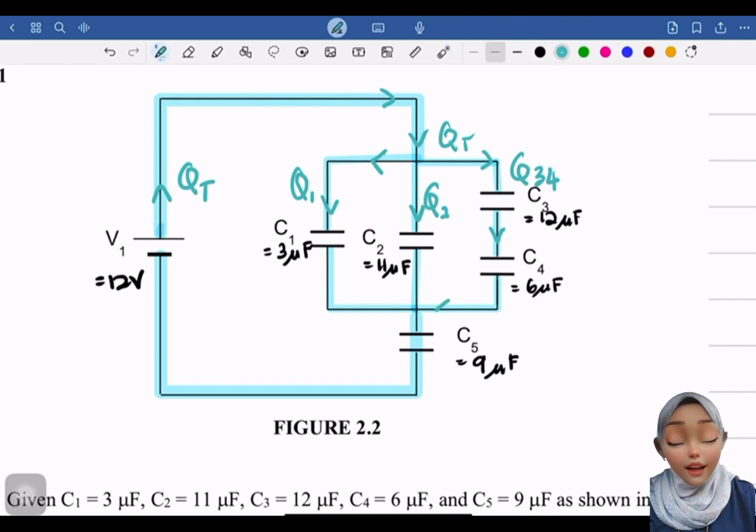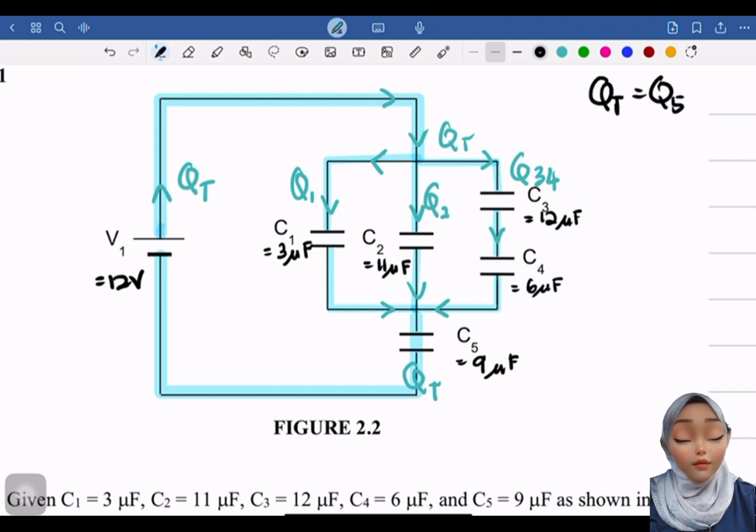Okay. And together, when they combine these 3 Qs, we're going to go back to QT. So I can say that QT equals to Q5. Sebab Q5 ni dah duduk dekat dalam main river tadi. Lepas dia dah pecah tadi, dia dah cantum balik semula. So dia dah masuk balik semula ke dalam main river. And happens to be C5 duduk dalam main river.